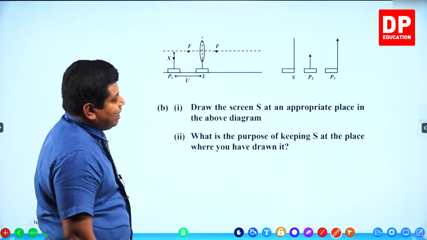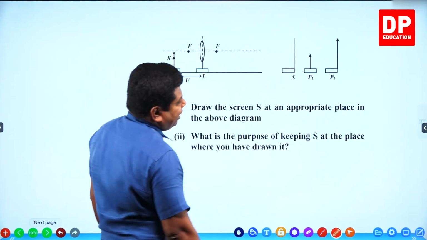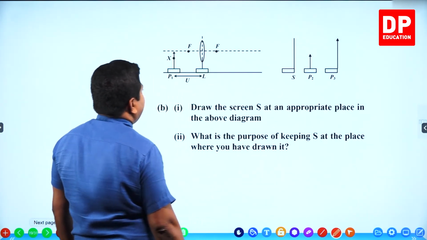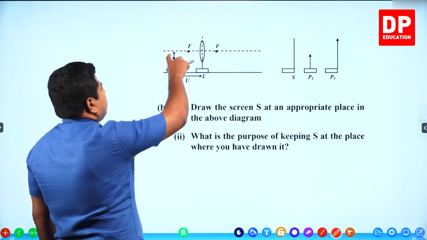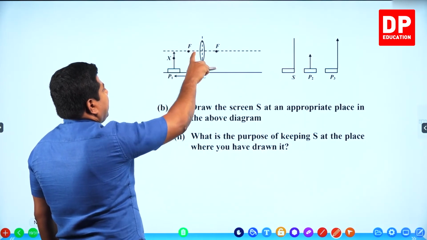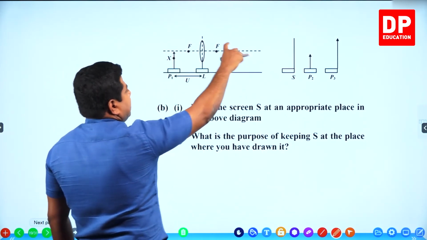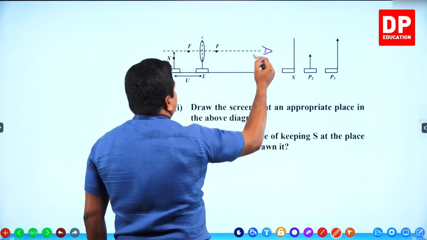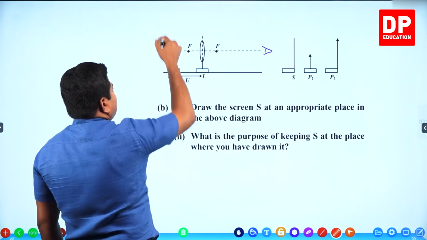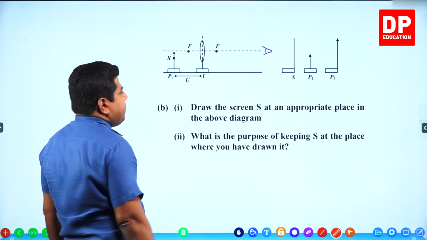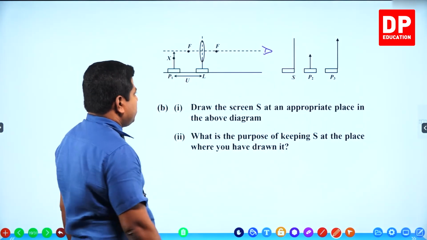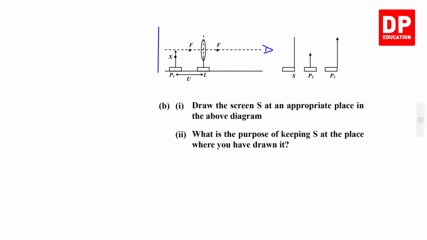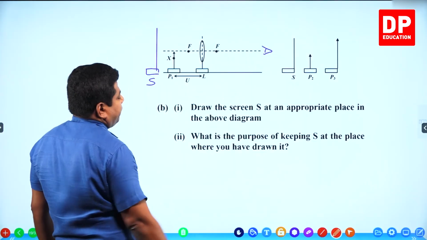Draw the screen S at an appropriate place in the above diagram. So this is where the object is, outside the focal point, so you will be seeing an image on the other side. This is where you are going to keep your eye, which means the screen has to be behind the object also. That will be the screen S.